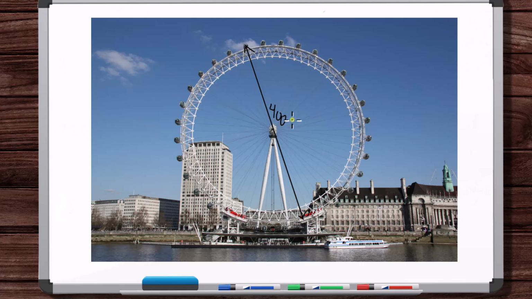400 feet in diameter. And what we want to do is make a simple model that gives the height of someone on the Ferris wheel above the ground. So like, this person here, how far are they above the ground? We'll call that H. And we'll say that this height here is 20 feet. And in this video, we're going to do this using circular functions.